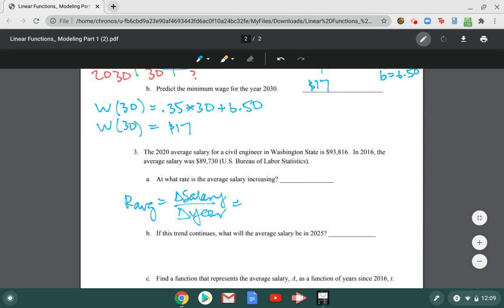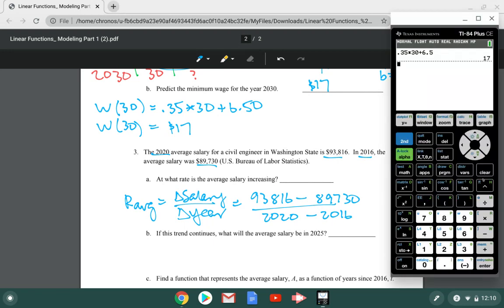Salary, so I'll do the 2020 first. So 93,816 minus 89,730, divided by the years, 2020 minus the other year, which was 2016. Notice how for these, time almost always goes in the denominator, whether that's days or years. Okay, so parentheses around that numerator.